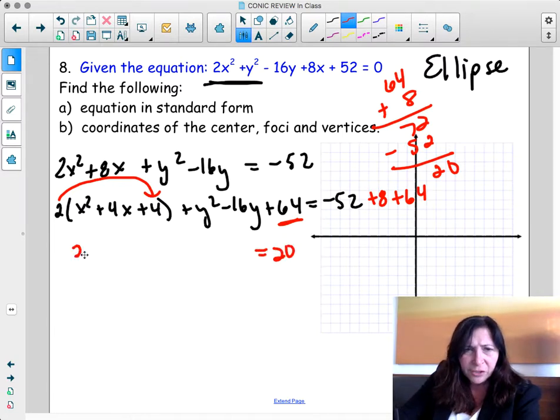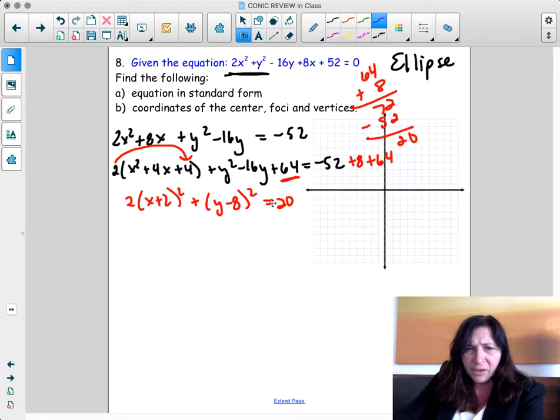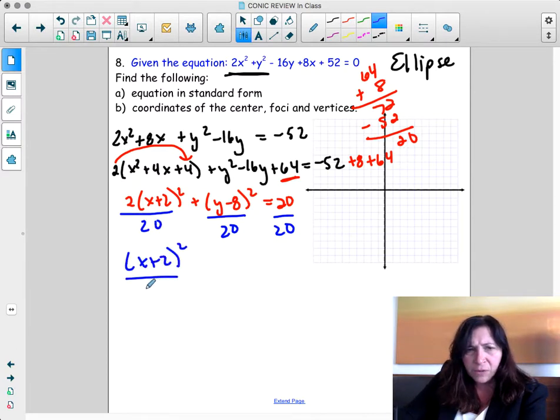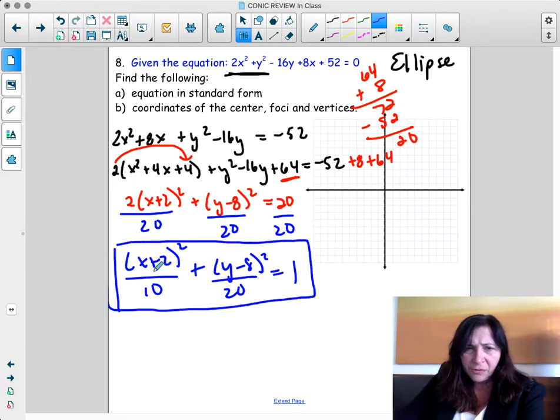So we're going to have 2 times the quantity x plus 2 quantity squared plus y minus 8 quantity squared equals 20. To put this in standard form, this value needs to be 1. So we're going to divide everything by 20, 20, 20. So we're going to have x plus 2 quantity squared over 10 plus y minus 8 quantity squared over 20 is equal to 1. So this is the equation of my graph, and it's an ellipse, remember, positive, positive.